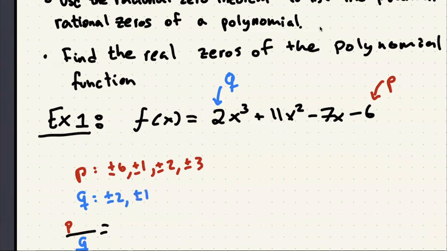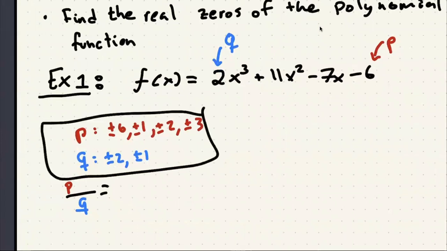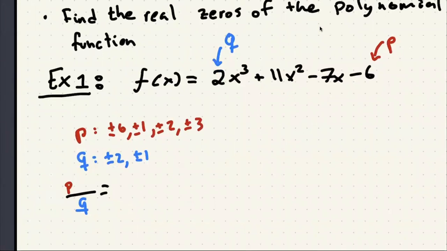Okay. So right now, after we've listed all the possible factors of those two numbers, to find out what a potential zero is going to be, it's going to be any combination of these two in fraction form. So you're going to have P over Q. So you can have plus or minus 6 over 2, which is technically 3. So instead of 6 over 2, we're going to write 3.